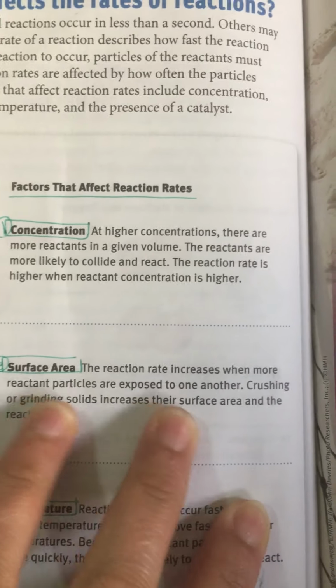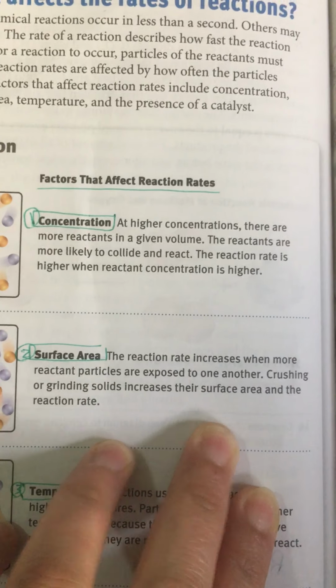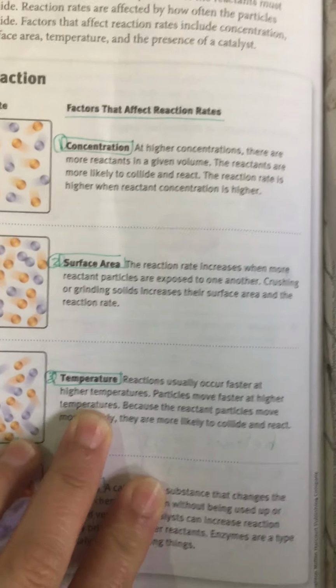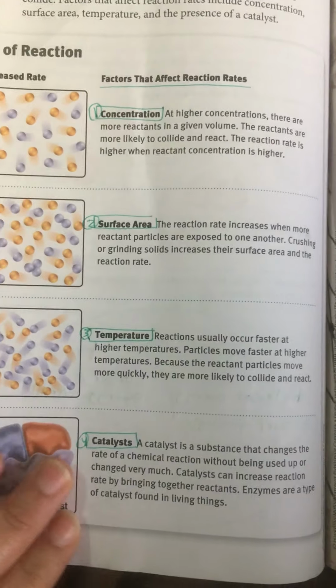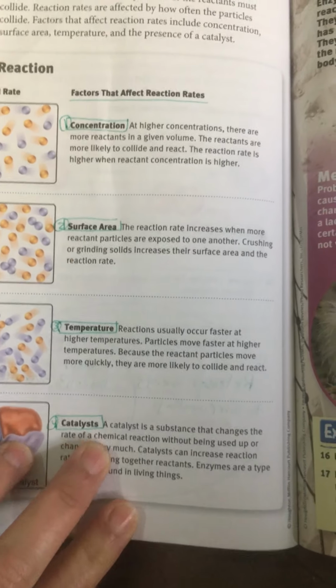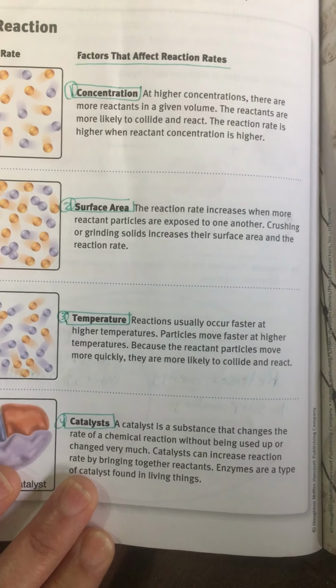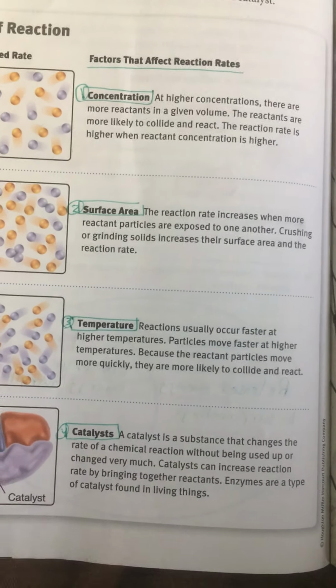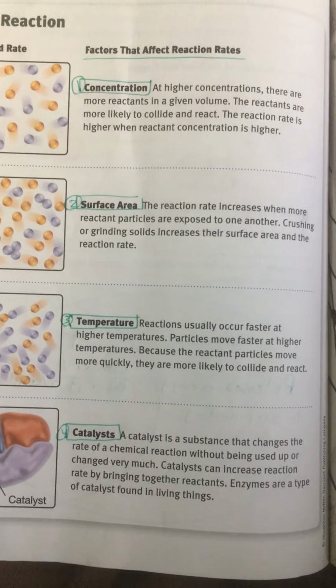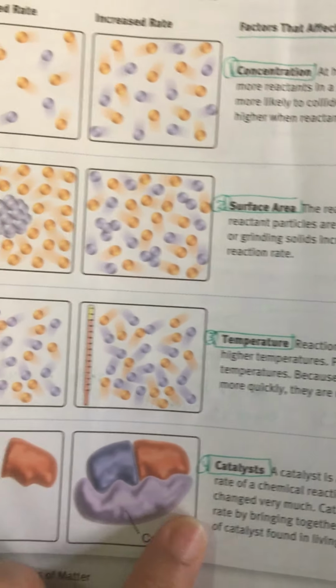Surface area: when you increase the surface area, then the reaction will be faster. Also the temperature: if you increase the temperature, the reaction will be faster. Catalysts, just like enzymes, are substances we add to the reaction to increase the rate of the reaction, so we call them catalysts.